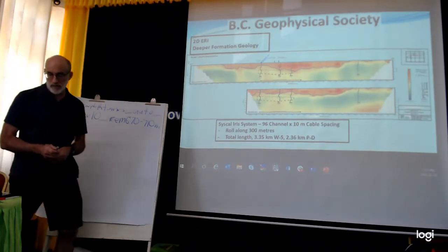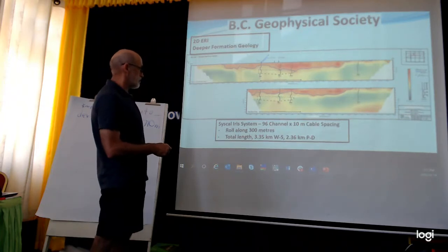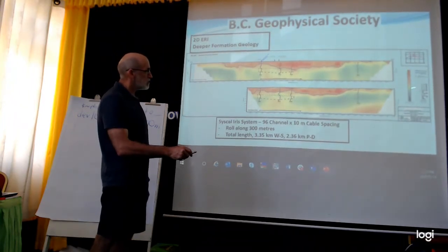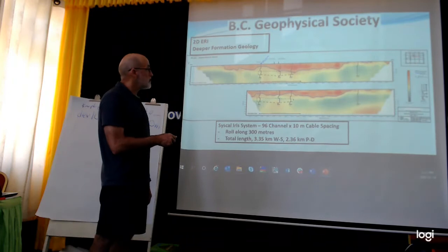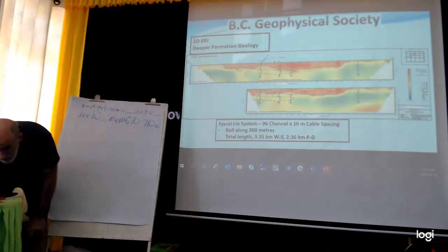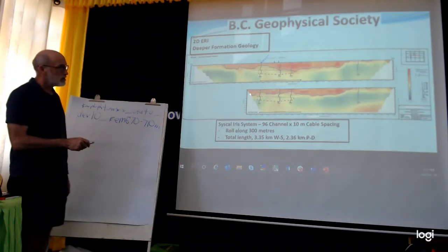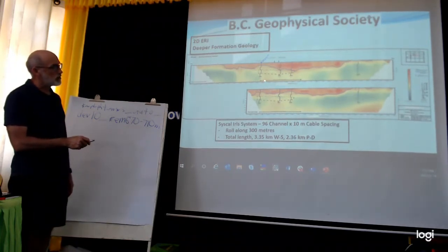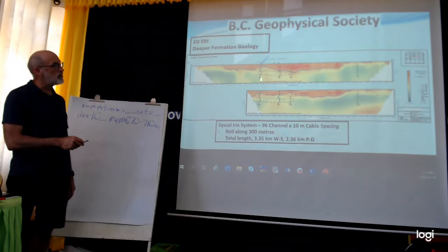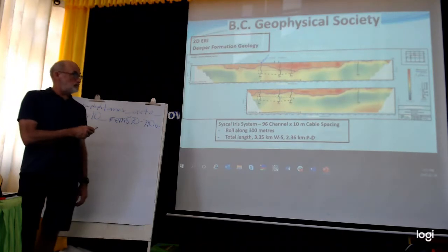This is a survey for deep water. It's 3.35 kilometers long. So this you can't see. This is about 200 meters. And this is the fracture zone where the water was. They drilled down and used this water to process oil.